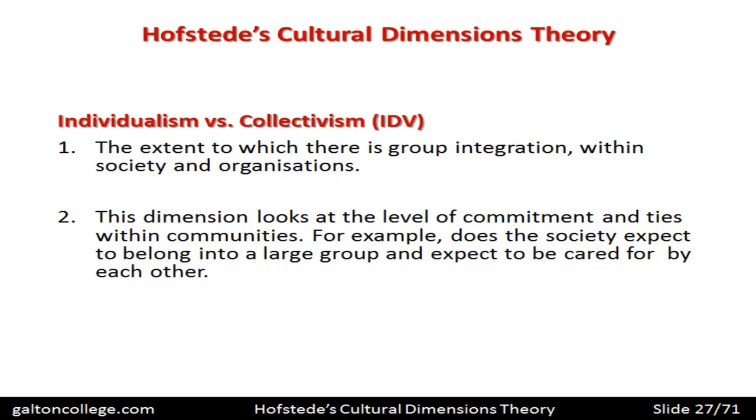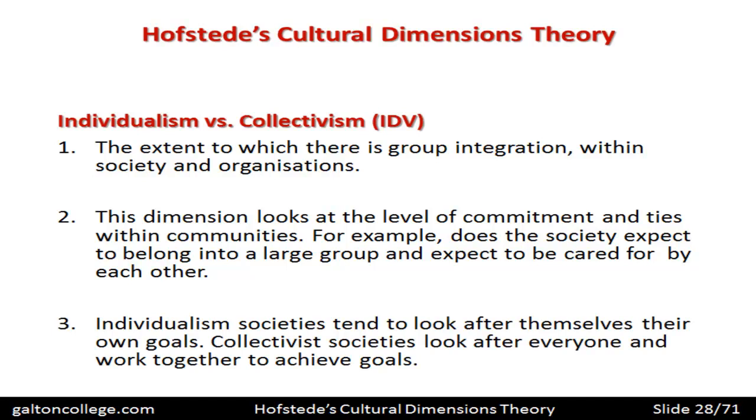Do the people within the community look after each other? And it's the degree to which this happens. If they don't, then they're more individualistic. They look after themselves. If they tend to look after each other and watch out for each other and help each other, they tend to be more collective. Individualism in society tends to look after themselves and their own goals. Collectivist societies look after everyone and work together to achieve goals.